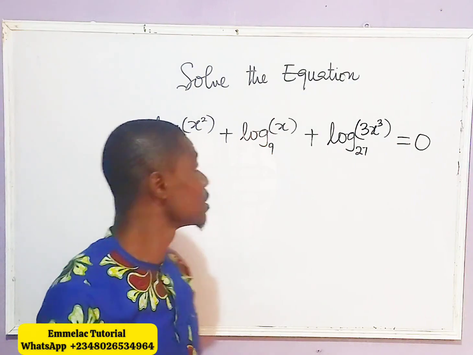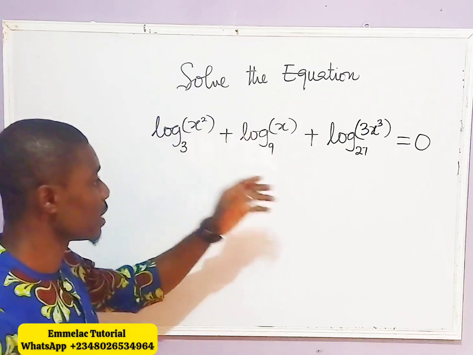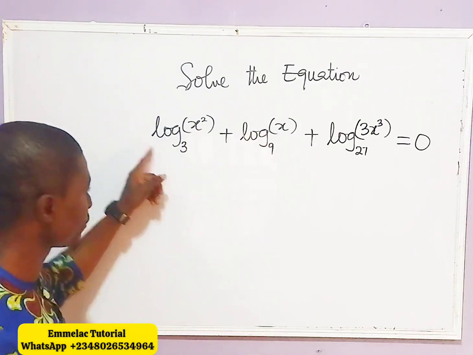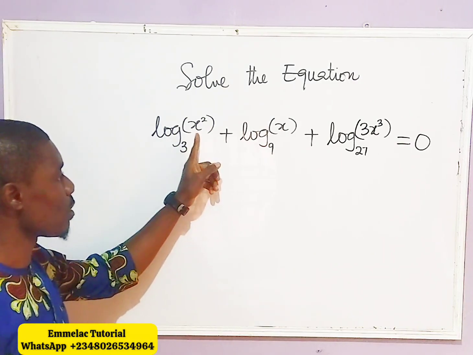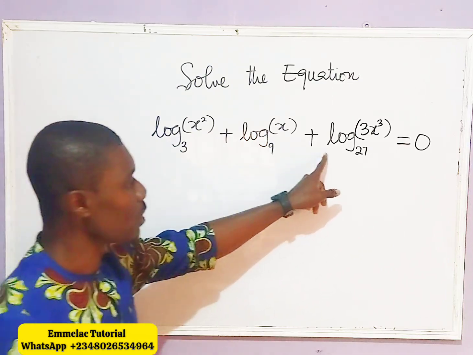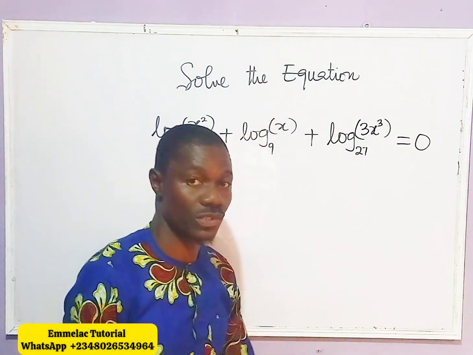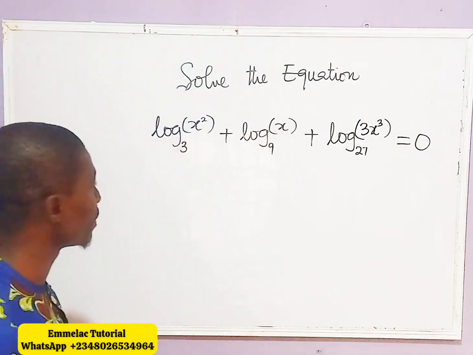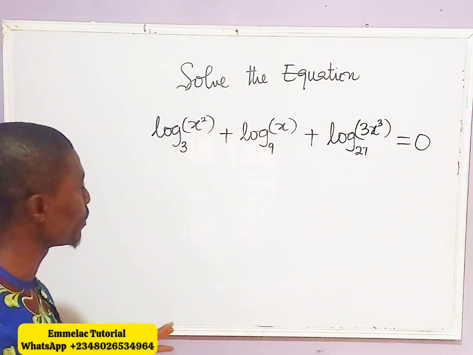Now before us is this beautiful logarithmic equation and we are told to solve it. This is log base 3 of x raised to the power of 2 plus log x base 9 plus log 3x raised to the power of 3 base 27 equals 0. So we are told to find the value of x. Okay, so how do we get started?